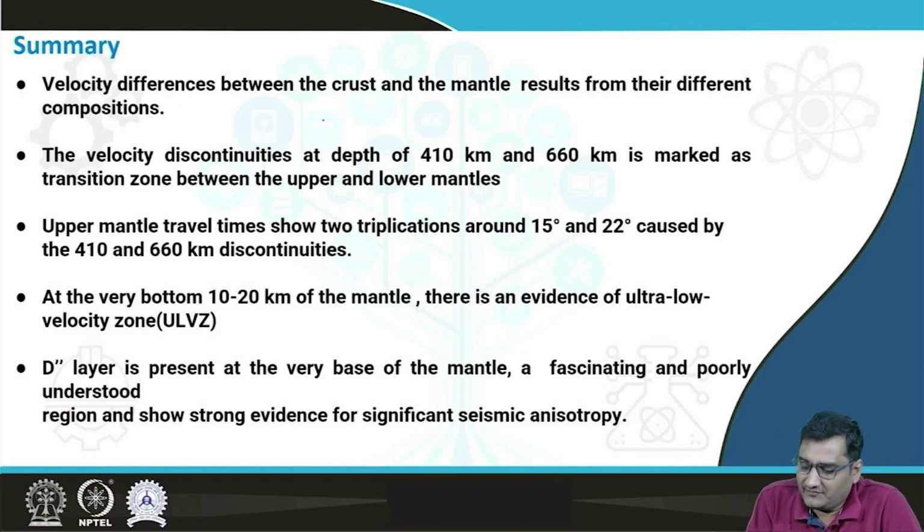Velocity differences between the crust and the mantle result from their different compositions. The velocity discontinuities at 410 km and 660 km mark the transition zone between the upper and the lower mantles. Upper mantle travel time shows two triplications due to the 410 km and 660 km discontinuities at distances of around 15 degrees and 22 degrees.